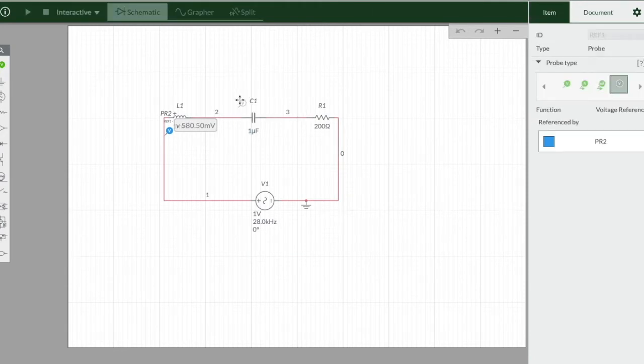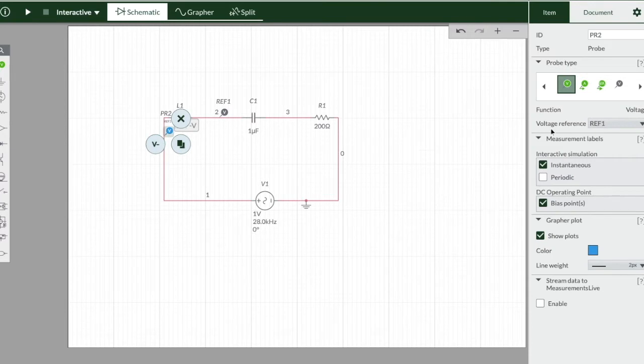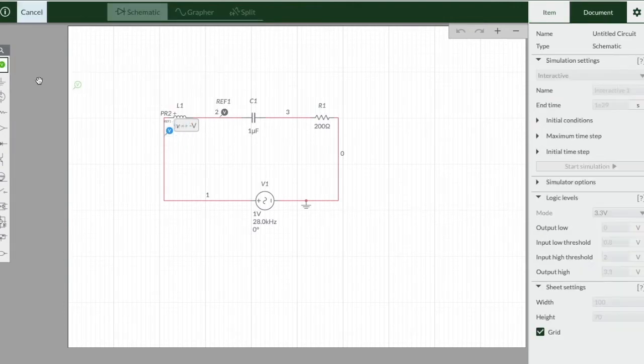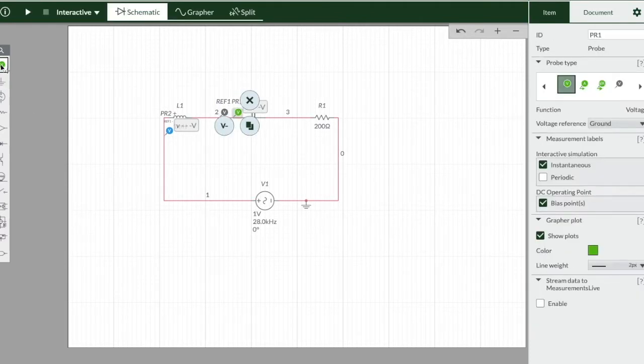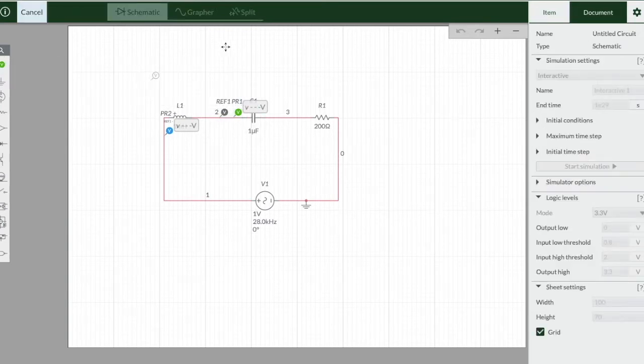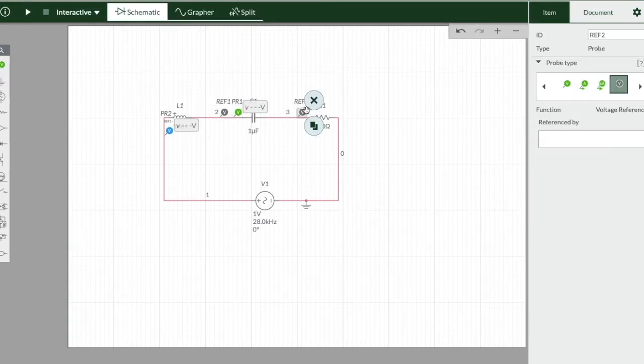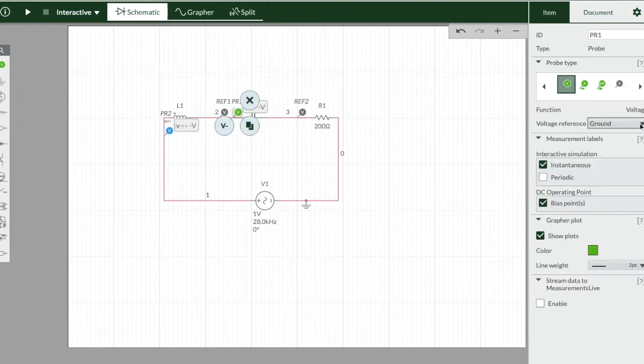We'll put this reference at the junction of L and C. So the meter 1 will now give us potential difference with respect to REF1, that is potential difference across the inductor. We'll connect another voltmeter to measure potential difference across the capacitor. So that is connected at this point of the capacitor with reference voltage connected to its another end. This meter now should be giving us voltage with respect to REF2.